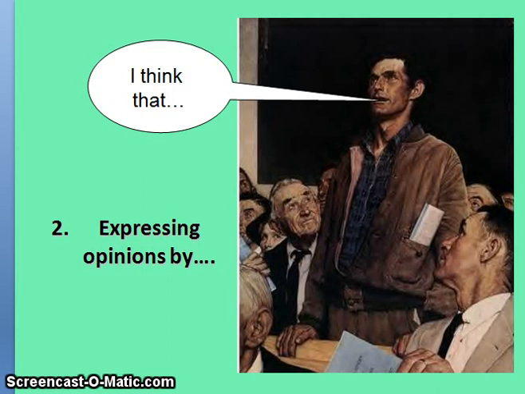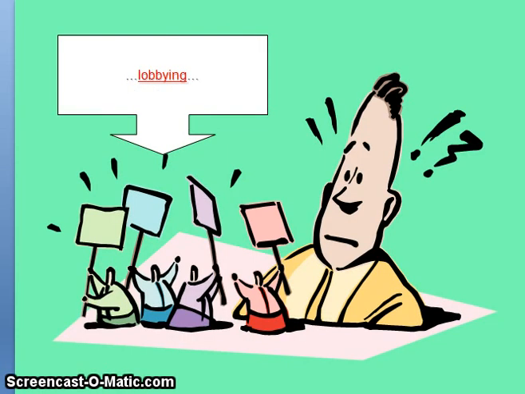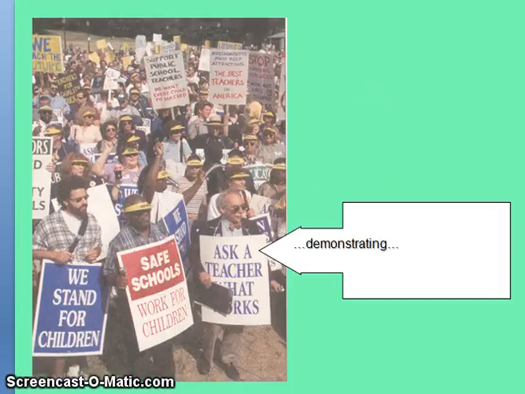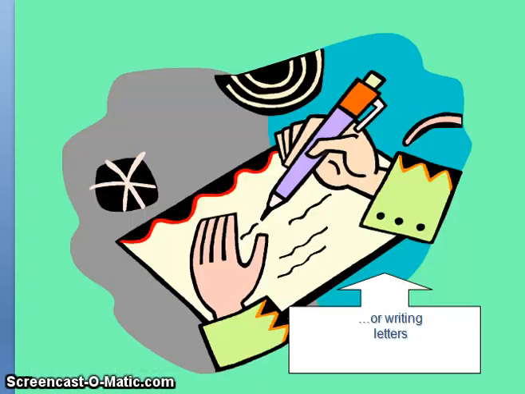Then we express our opinions by lobbying. So we join an interest group, that interest group lobbies on our behalf, or we're a lobbyist ourselves. We can also demonstrate. So I'm sure you've seen people demonstrating. They hold up signs. They say, hey, this needs to happen. That's a really good way to get yourself seen if you've got a big group. If you're just one person, it looks kind of sad.